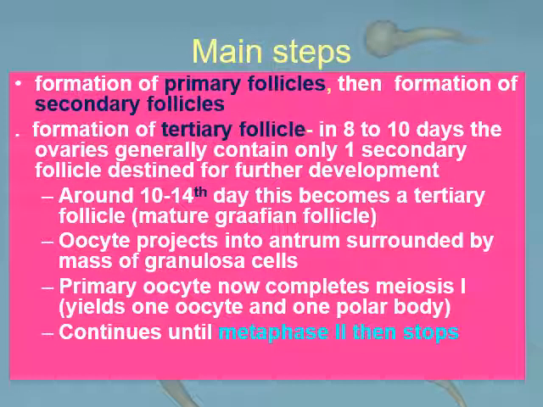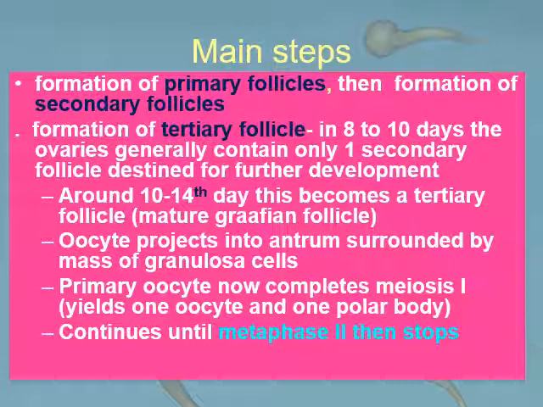So, formation of primary follicles, then secondary follicles. Formation of tertiary follicles takes 8 to 10 days; the ovaries generally contain only one secondary follicle destined for further development. Around day 10 to 14, the follicle becomes a tertiary follicle, or matures. The 14th day is said to be the time when women ovulate.